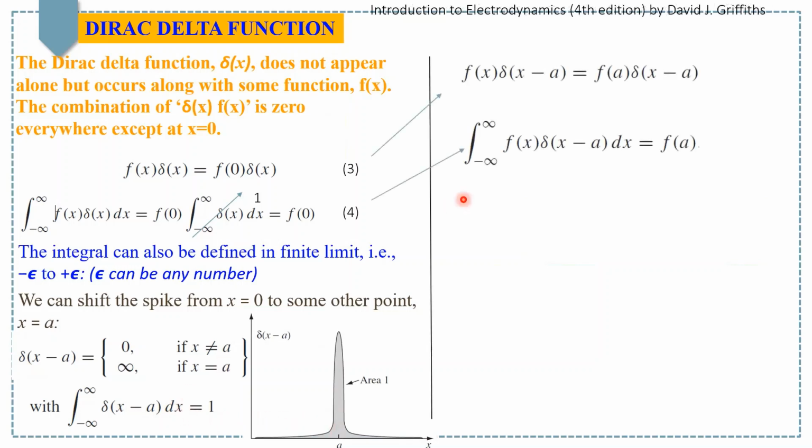Now, if you just follow this definition where we mentioned that delta of x doesn't appear alone, then by keeping f of x with delta of x minus a, because this is only defined at x equal to a, we can say that f of x delta of x minus a is equal to f of a delta of x minus a. And we can take the area of this function, from minus infinity up to infinity of f of x delta of x minus a dx, and that would be f of a.